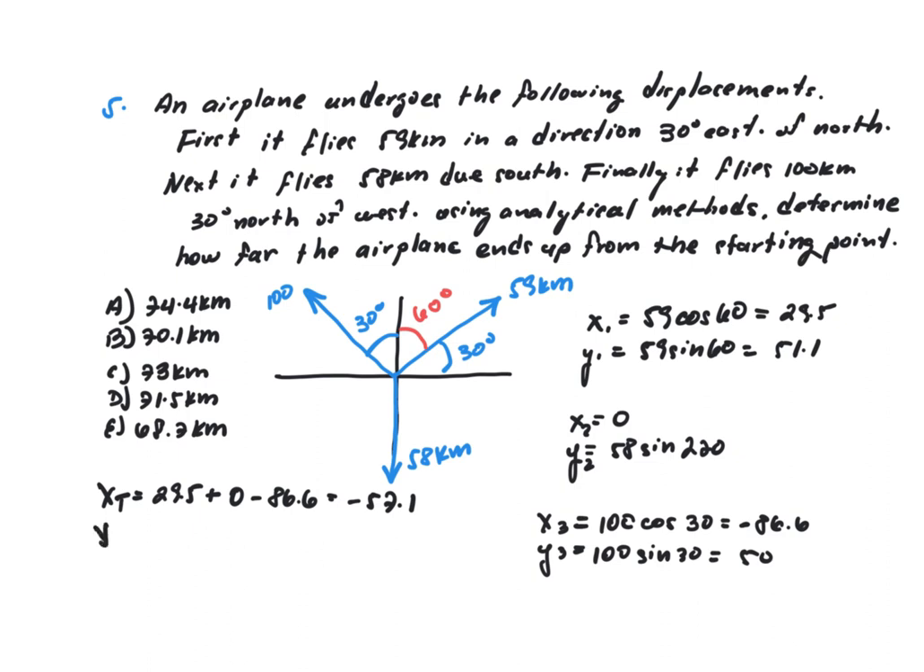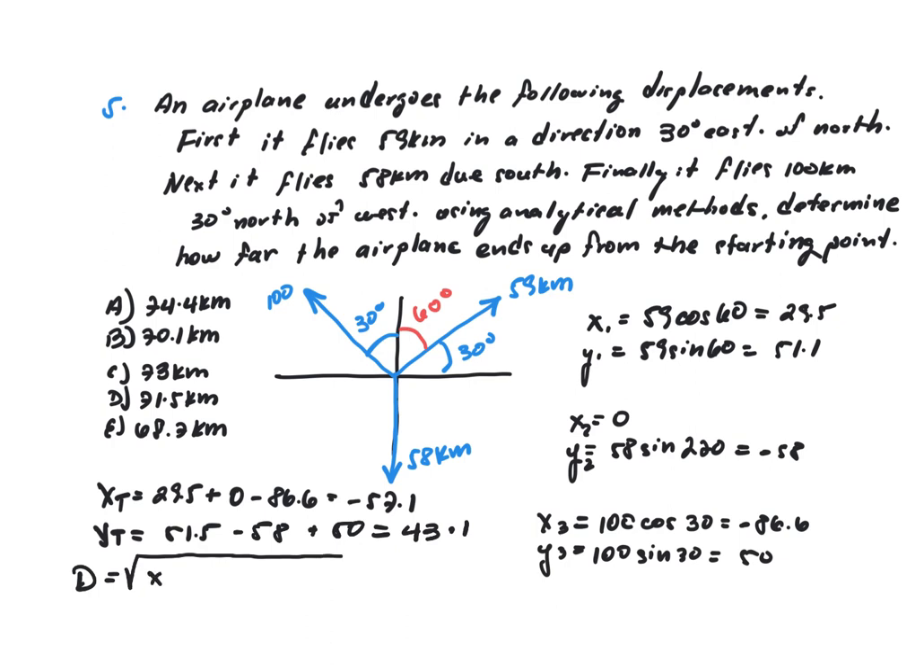And then our total for y, we're going to get 51.1 plus, oh, I'm sorry, I didn't do 270. I didn't do that with the 58. With 270, we get negative 58. So let me erase this. So negative 58 plus 50 plus 51.1 comes out to 43.1.